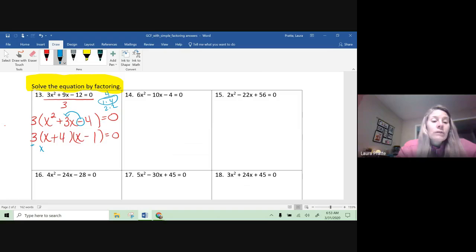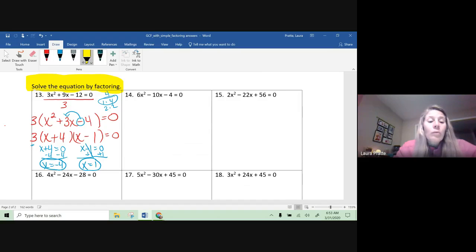Now, the x plus 4, if that equals 0 and I go to solve it, I get x equals -4. That's one of my solutions. Then the other factor that has a variable is the x minus 1. So if I use zero product property to solve that one, I get x equals 1.